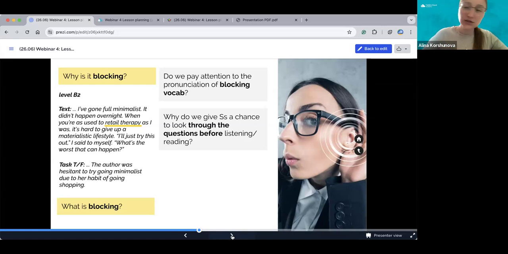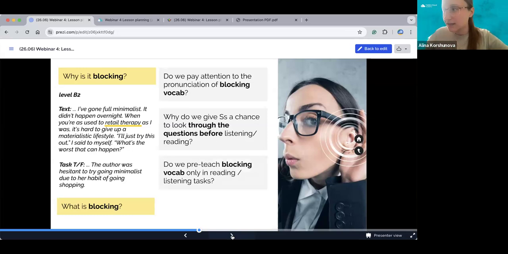I usually give them a chance to look through the questions. I always ask if everything is clear, if they understand the question. And of course, blocking vocabulary is not only about listening or reading.